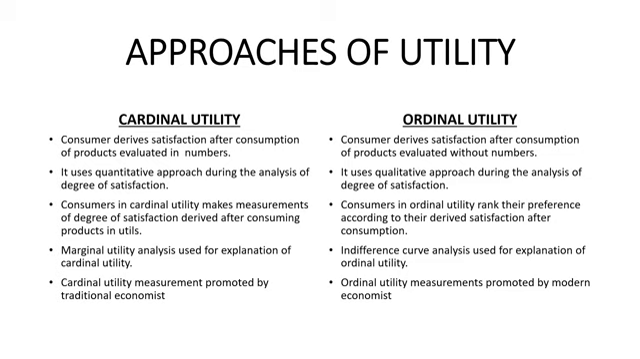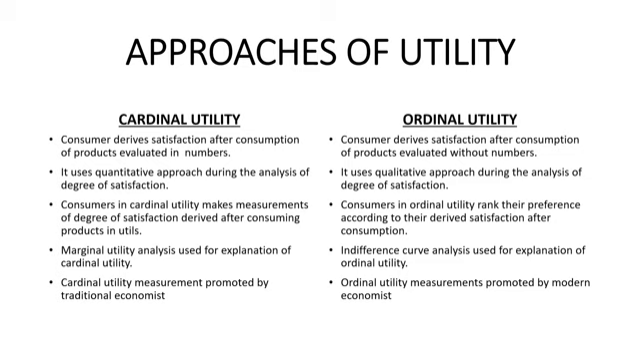The next point says marginal utility analysis is used for explanation of cardinal utility. So we have the analysis of marginal utility, which is useful for explaining the approaches of how to measure the utility in terms of numbers. Whereas on the other hand, on the ordinal side, we have indifference curve analysis, which are the curves based on preferences and that are used for the explanation of the ordinal utility theory.